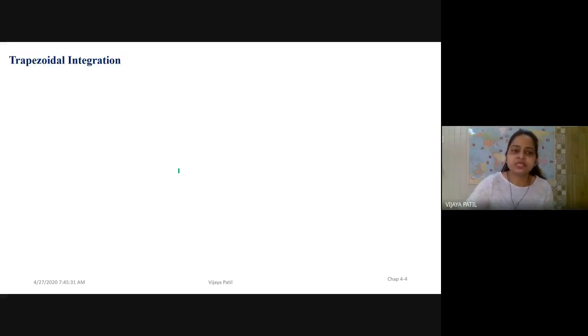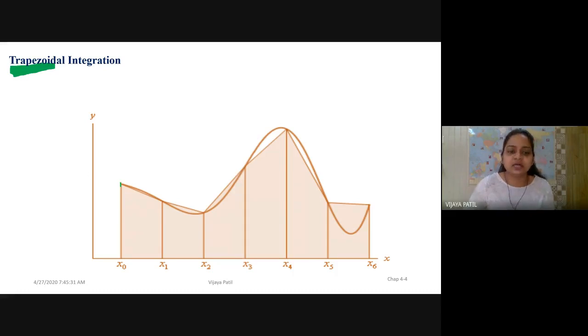Now, the name trapezoidal integration itself tells you that this is related to the trapezoid, right? Let us consider a curve. This is the curve. The points are from x0 to x6, right? So this curve lies between these two points, x0 and x6.